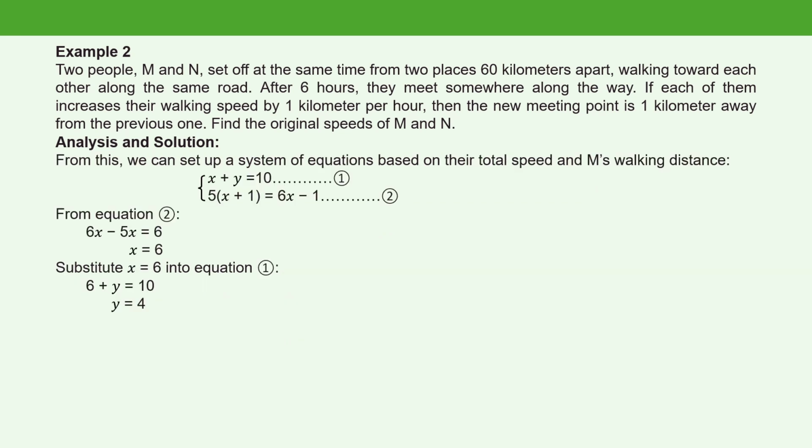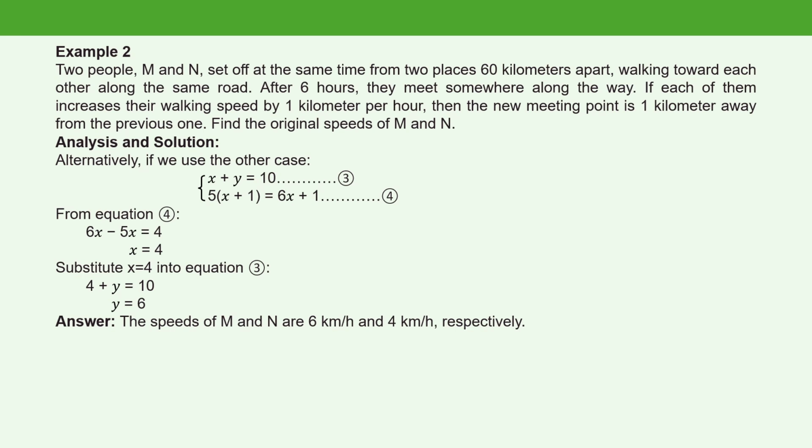From this, we can set up a system of equations based on their total speed and M's walking distance. From equation 2, we can get x equals 6. Substitute x equals 6 into equation 1, we get y equals 4.